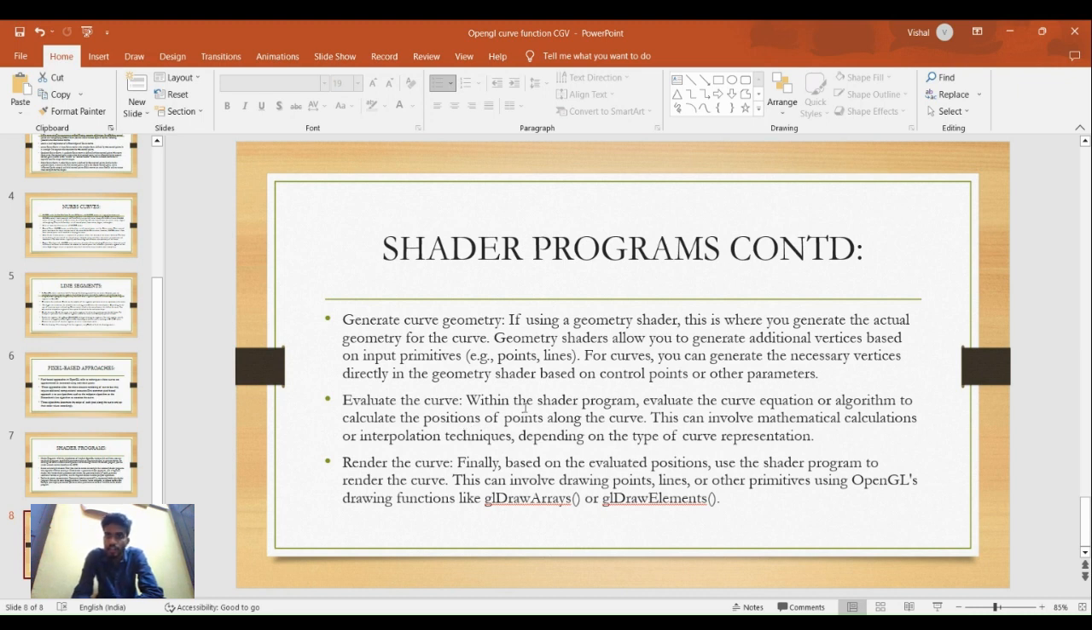Evaluate the curve equation or algorithm to calculate the position of points along the curve. This can involve mathematical calculations or interpolation techniques depending on the type of curve representation. Render the curve. Finally, based on the evaluated positions, use the shader program to render the curve. This can involve drawing points, lines, or other primitives using OpenGL's drawing functions like glDrawArrays or glDrawElements. Thank you.